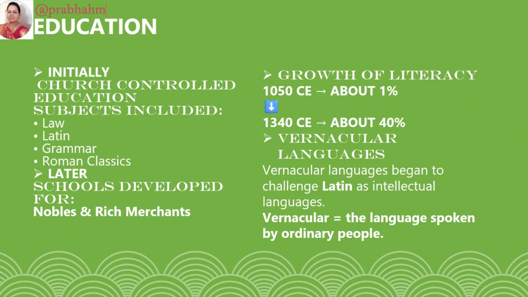In the beginning, education was mainly controlled by the church. Subjects such as law, Latin, grammar and Roman classics were taught. Later, practical-oriented schools developed for nobles and rich merchants. Literacy increased greatly. According to the textbook, literacy increased from about 1% of the population of Western Europe in 1050 CE to about 40% by 1340 CE. Education also began to develop in vernacular languages. Vernacular means the language commonly spoken by people in a particular region.